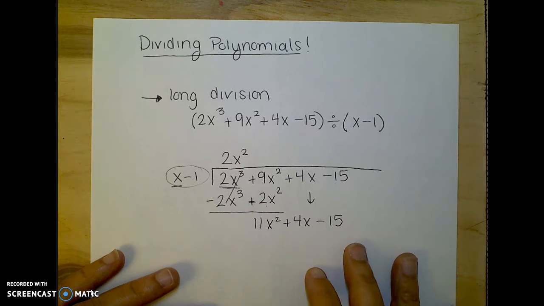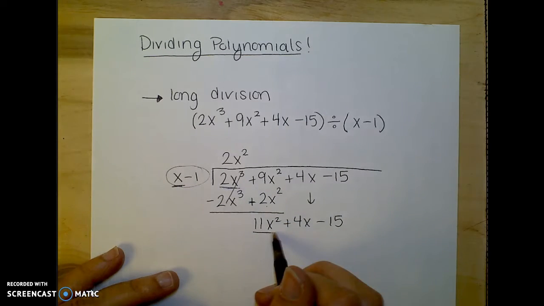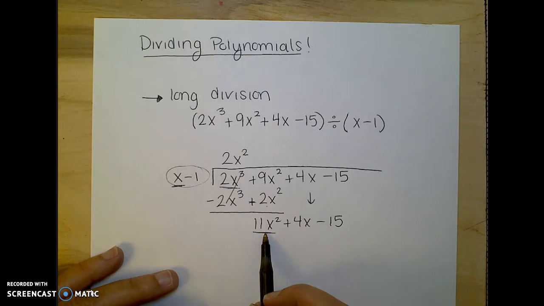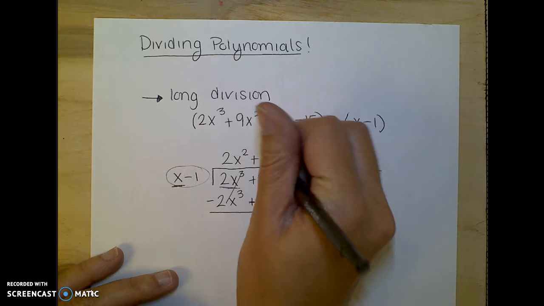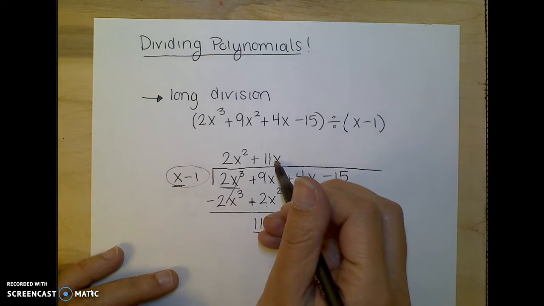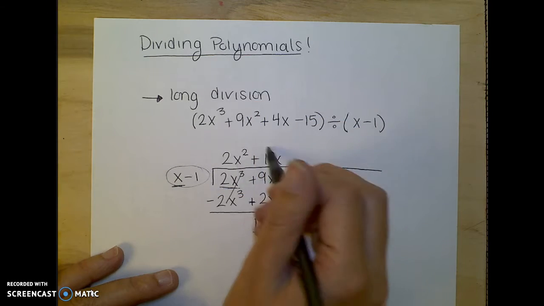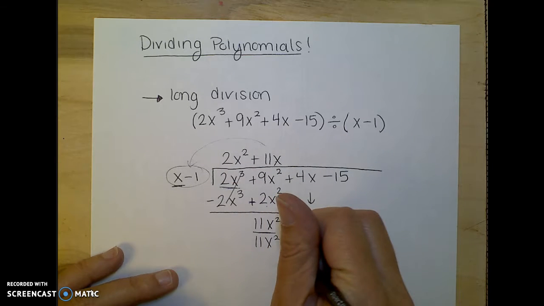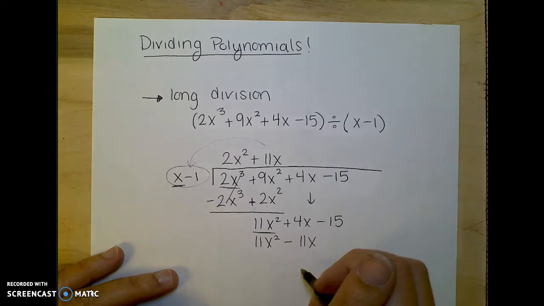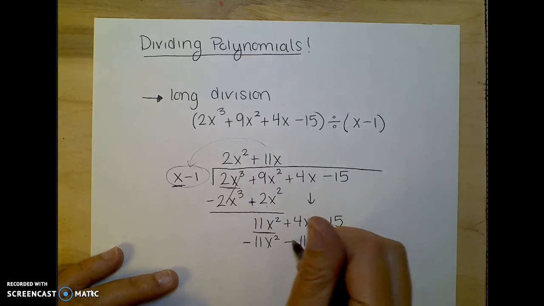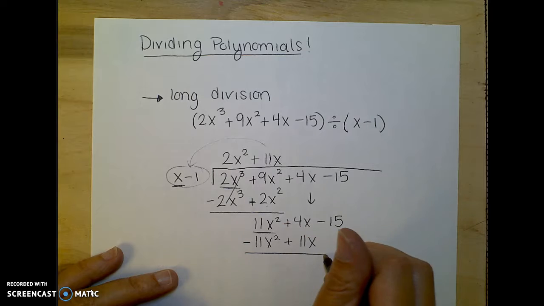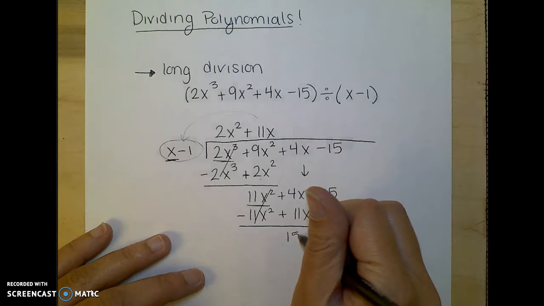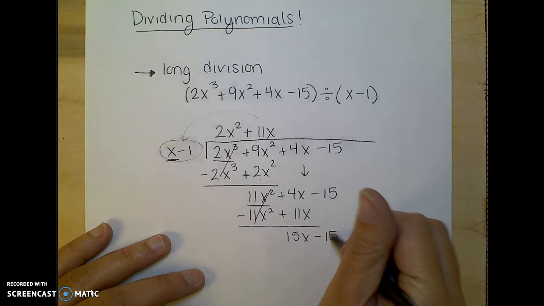Okay. Again, I'm focused on my first numbers. So what times x will get me 11x squared? That would be 11x. Then I multiply this by this whole thing, so 11x squared minus 11x. Subtract, so change the signs. So I'll have no x squareds, 15x minus 15.